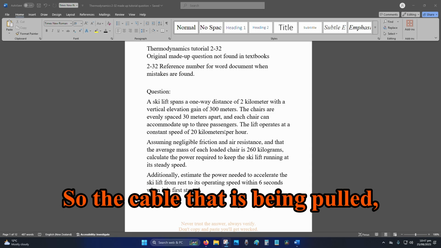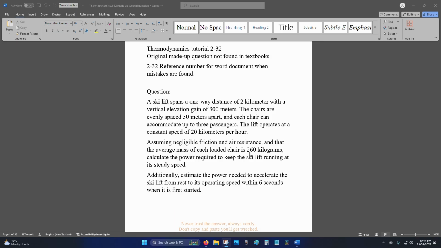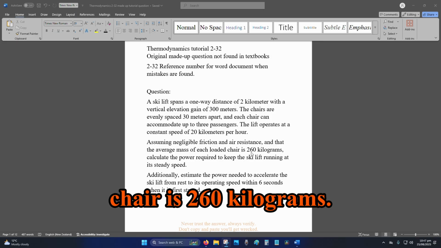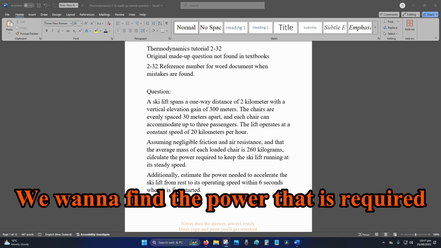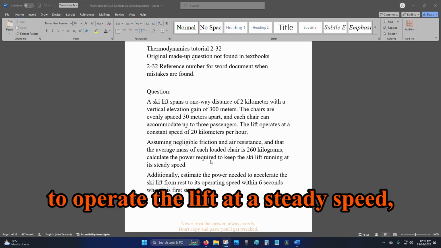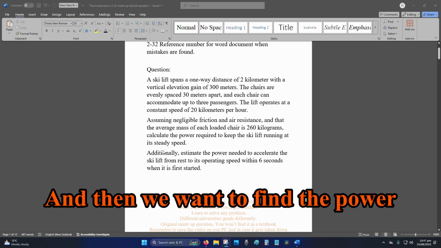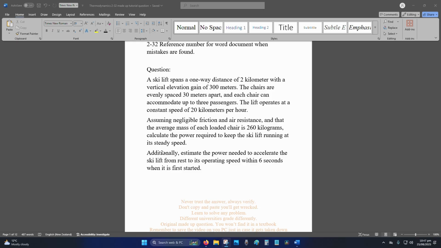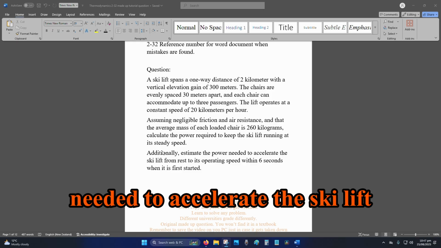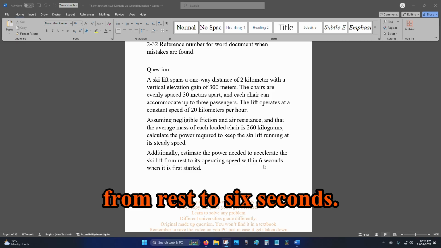So the cable that is being pulled, and the load for the chair is 260 kilograms. We want to find the power that is required to operate the lift at a steady speed. Keyword, steady speed. And then we want to find the power needed to accelerate the ski lift from rest to 6 seconds.